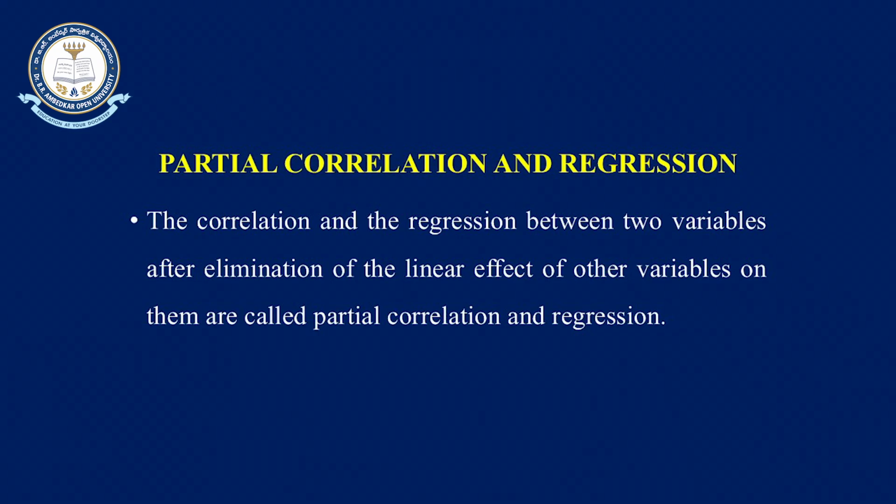Partial correlation and regression. The correlation and regression between two variables after the elimination of the linear effect of the other variables on them are called partial correlation and regression. This is the definition: the correlation and regression between two variables after the elimination of the linear effect of other variables on them.